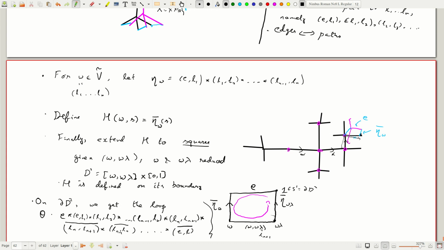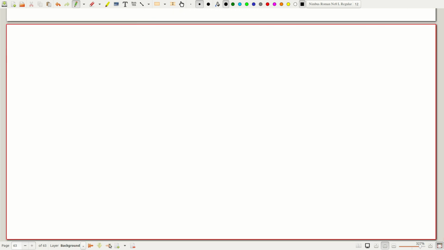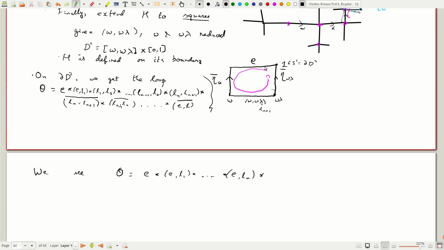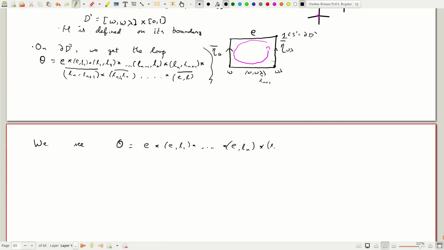Okay, let's call this theta. So what do we see here? Well, we see something nice. Namely, it's quite obvious. So theta, let me write it out again in full, is E star E L1 star etc. star E Ln. That's because I went from E to the vertex Ln. Okay, star. Now I go on to the next guy, which is L(n+1) star.